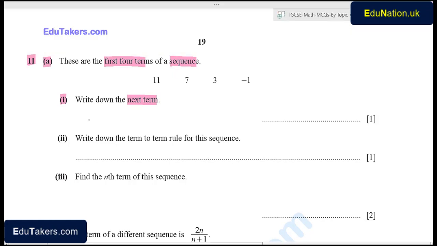And the common difference between them, D, is equal to 7 minus 11, which is minus 4. For the other two terms, the difference is 3 minus 7, which is minus 4. And keep on moving. This will be minus 1, minus 4, and this will be minus 5. So the answer is minus 5.